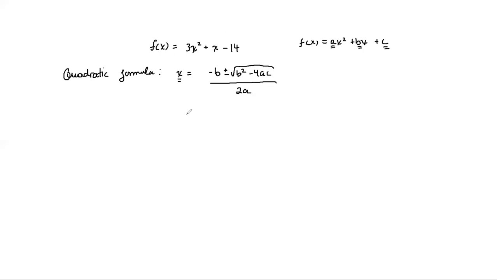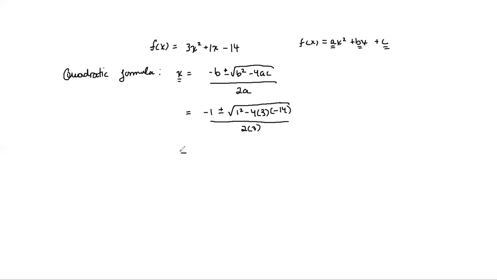So I have here minus b. So in this case, b is just simply 1. So I have minus 1 plus or minus the square root of b squared, so 1 squared, minus 4 times 3 times minus 14. So my value of c is minus 14. And all this divided by 2 times a, where a is just 3.